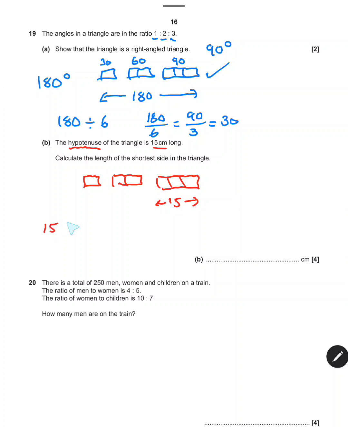So I'm going to do 15 divided by 3, which is 5. Each one of these boxes is worth 5. So this would be 15. We already know that. This would be a 5 and a 5, which is 10. And this would be a single 5. These are my 3 side lengths. The shortest side is there, 5 centimetres.